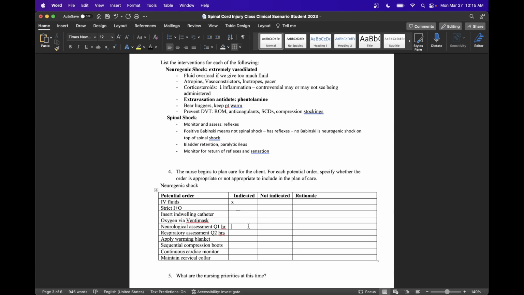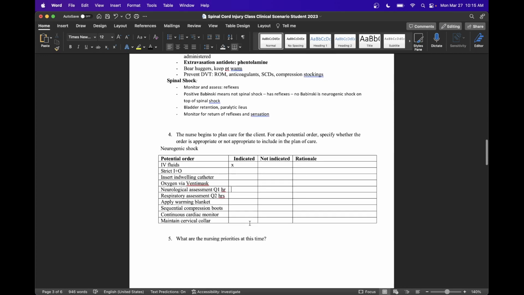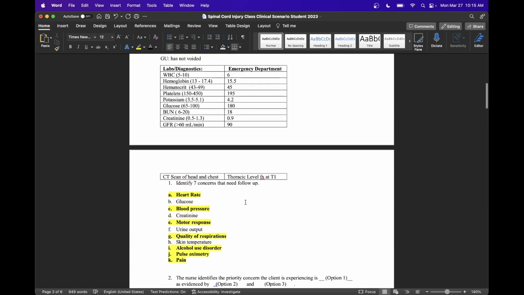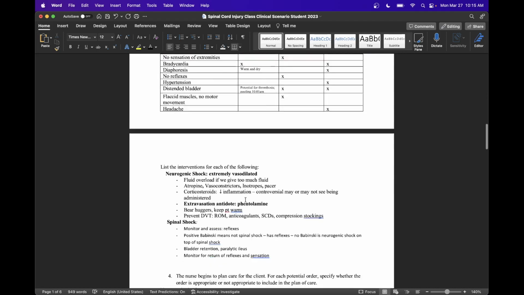So, spinal shock happens usually upon injury, shortly thereafter, at the beginning. So when we look at this acute column, shock should be written in here. Neurogenic shock should be written in the acute column, right? Because we're in that acute phase right now.